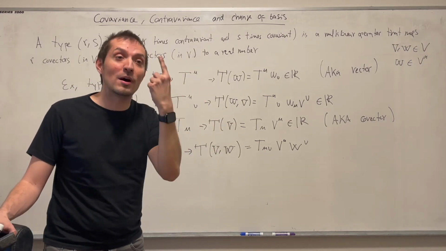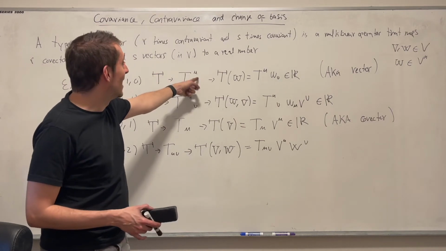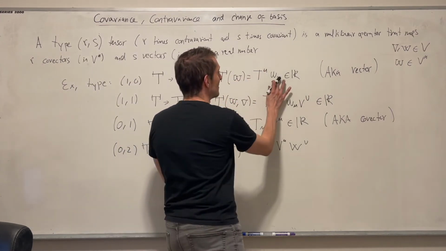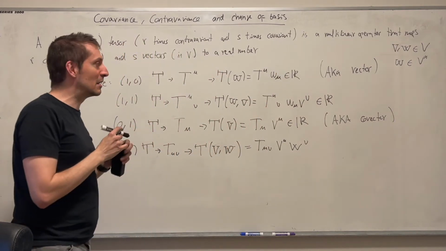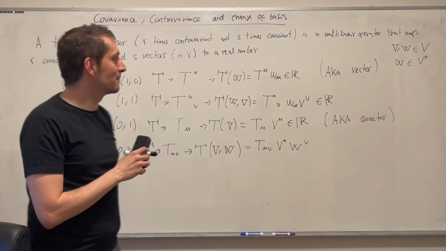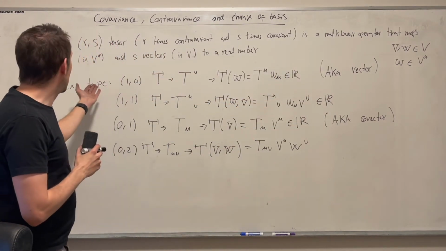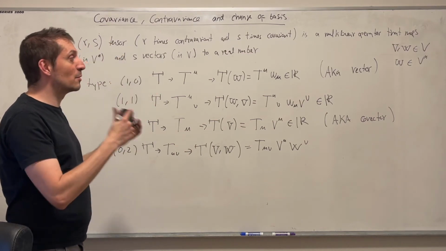One time contravariant, one index upstairs, like the components of a vector, right? And indeed, it contracts with an element of the dual basis, omega, and returns a real number, the sum of components multiplied. So a type (1,0) tensor is one-time contravariant. That's what we call a vector.